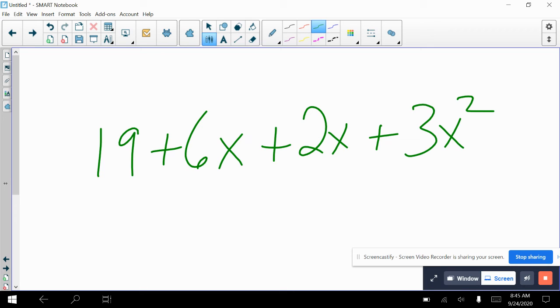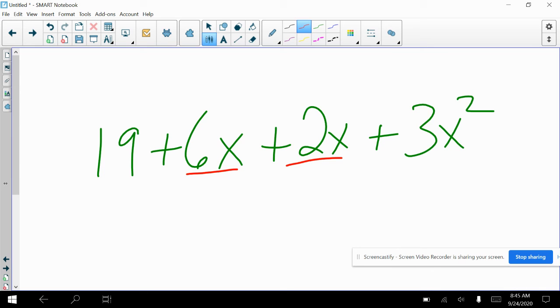$19 plus 6x plus 2x plus 3x squared. Do we have the same pieces of fruit? We do. What are they? Okay, that is correct. Now, 3x squared is not the same piece of fruit because it has a little 2 up there. It has the exponent.